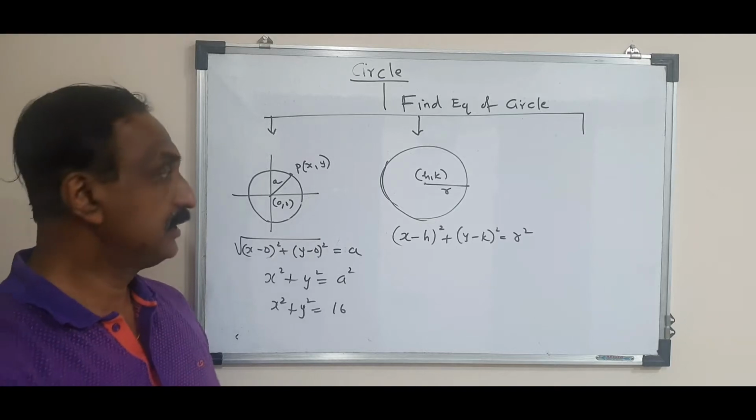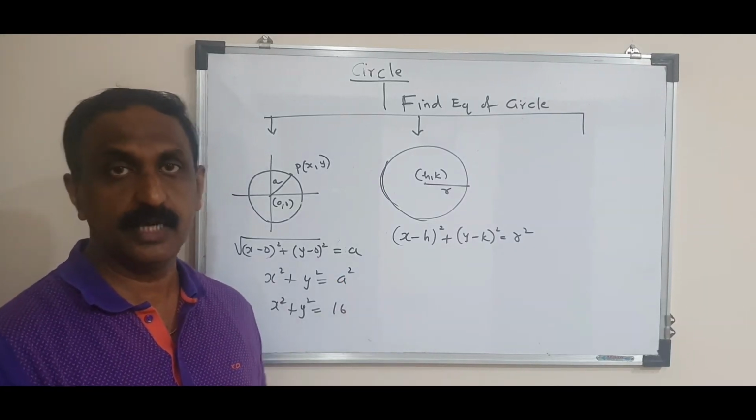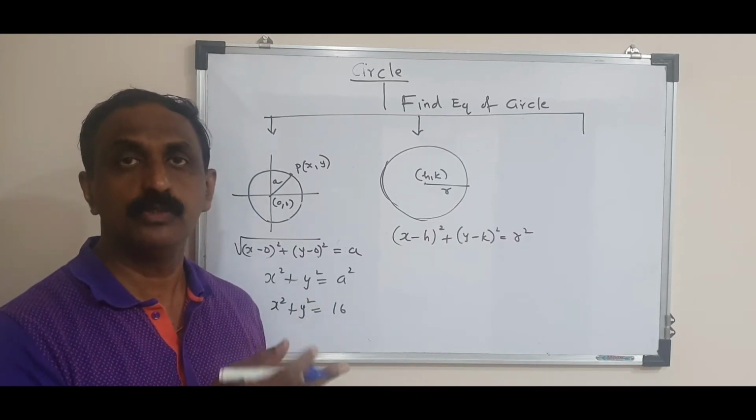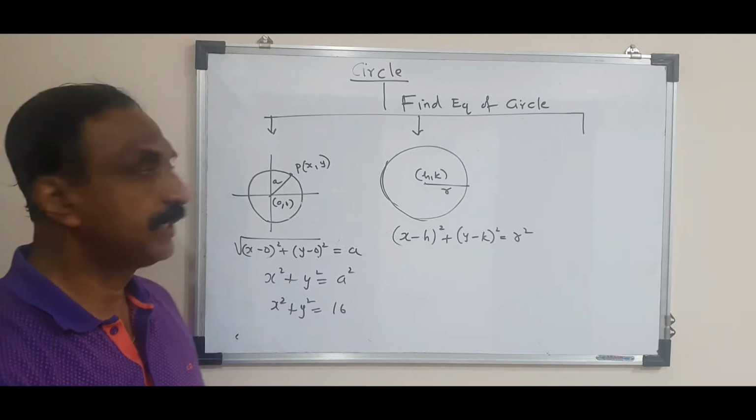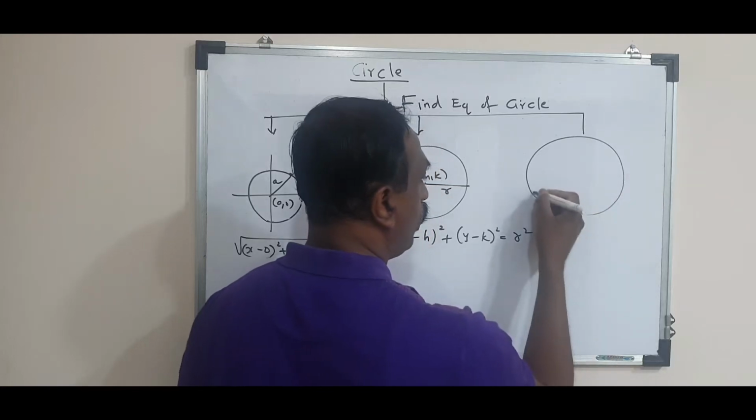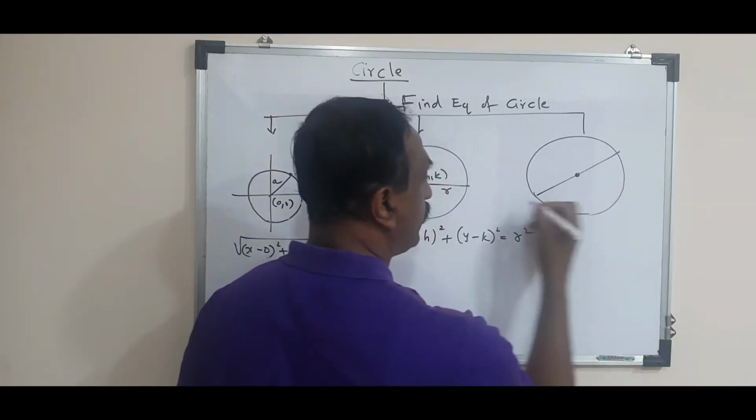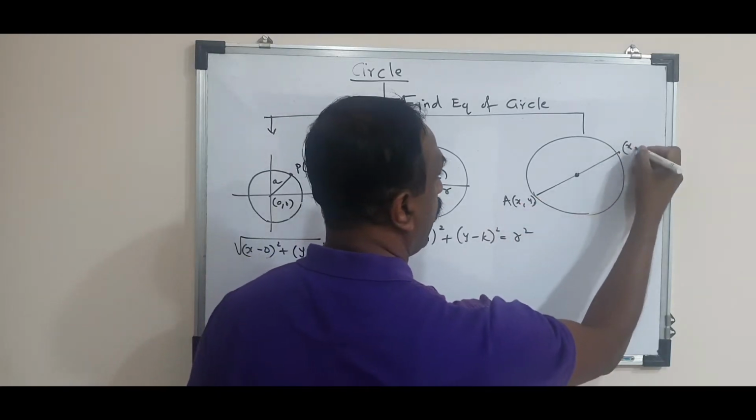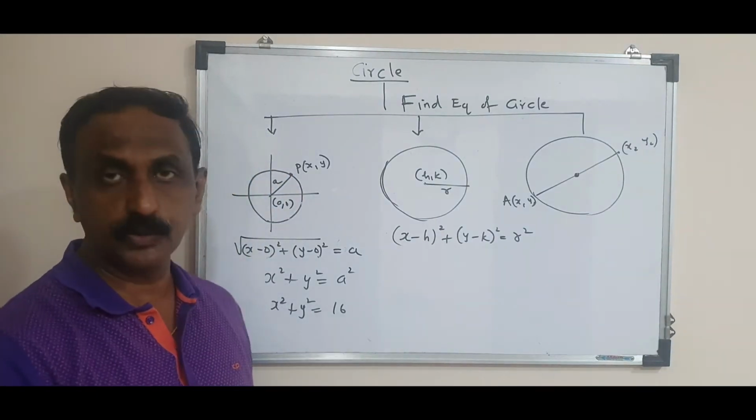So I can say like this: if I want to find the equation of a circle, I should know two things. One is the center, other is the radius. If they do not give you this directly, you will have to indirectly derive the center, derive the radius and get the equation. There is also a third method when the equation of a circle is to be calculated if the end points of the diameter are given to you.